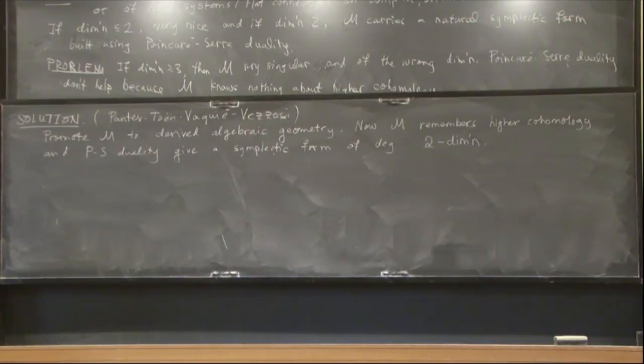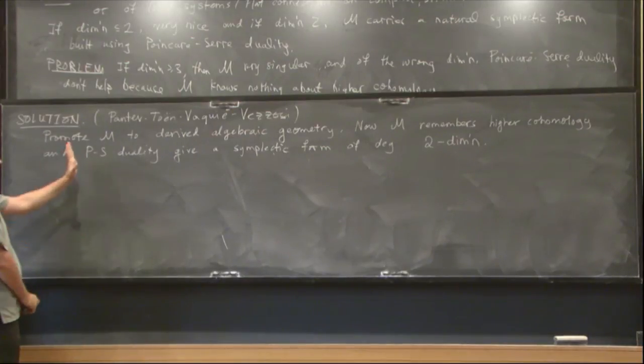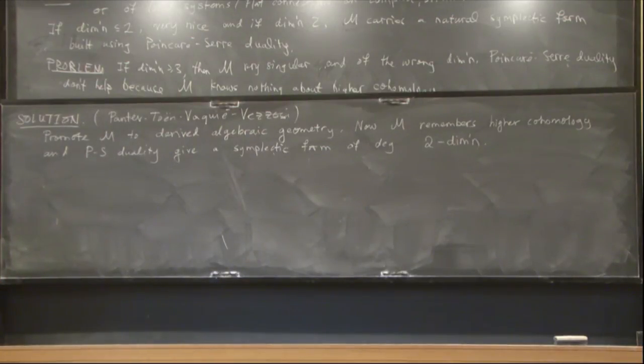And there's a sense in which M is somehow virtually smooth and virtually of the correct dimension. So I should give you an example. I should say a little bit about what derived algebraic geometry is and give an example.